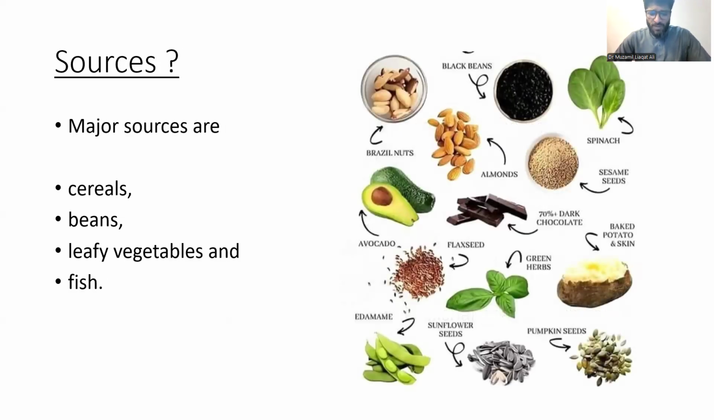Let's come to the sources of magnesium. What are the dietary sources of magnesium? These include cereals, beans, leafy vegetables, and fish. It's a wide range of sources. You can include spinach, almonds, Brazil nuts, black beans, sunflower seeds, pumpkin seeds, green herbs, baked potatoes along with the skin, and dark chocolate with 70% plus cocoa. Magnesium is present mainly in plant foods, but refining and processing can significantly reduce its content. Whole grains are therefore better sources than refined grains.